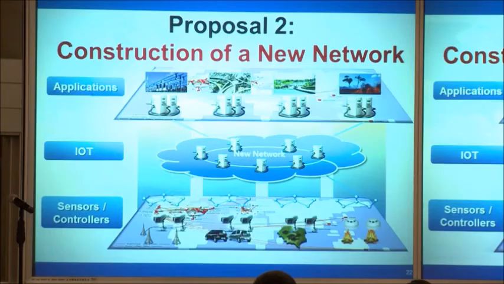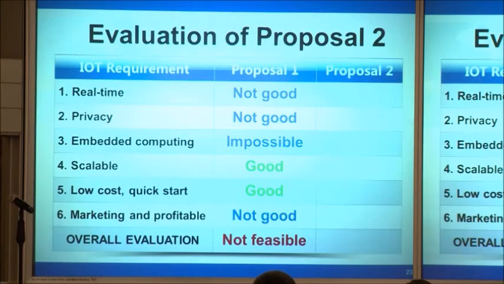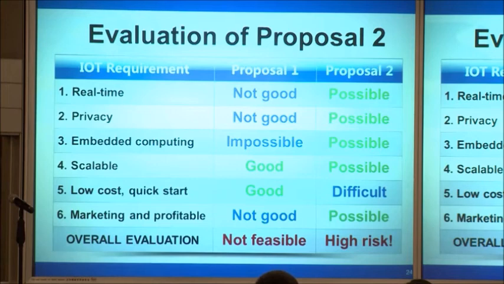So that's proposal 2: just construct a brand new network. Certainly, the problems you have, real-time, privacy, embedded computing, scalable, all become possible, right? Because now you just use the technology to do it. I work with Professor Ng, we have this theory on how to do real-time computing, embedded computing, those kinds of things. The trouble really is, if you build a brand new network, remember we're asking for a global network connecting devices 2 or 3 orders more than the current internet. This would be a very heavy investment.